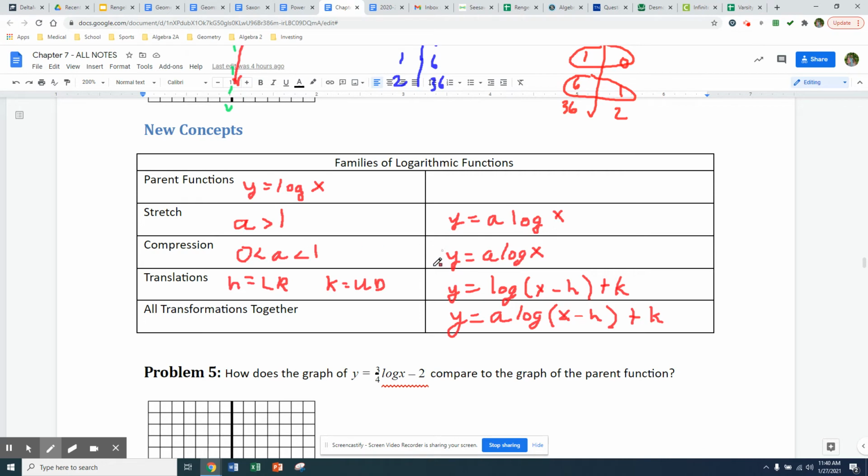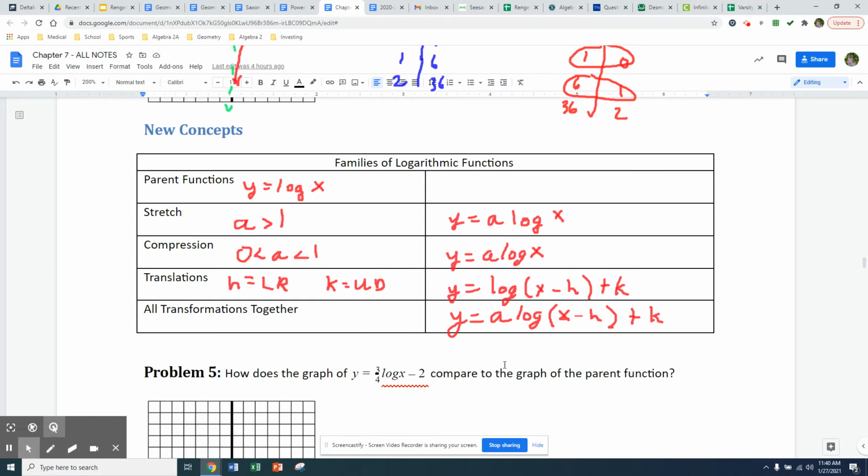If a is between 0 and 1, that's going to be a compression. Your h is going to move you left and right. So minus h moves you to the right, plus h moves you to the left, and your k value moves you up and down. So plus k is up, minus k is down. And here we have y equals a log x minus h plus k.